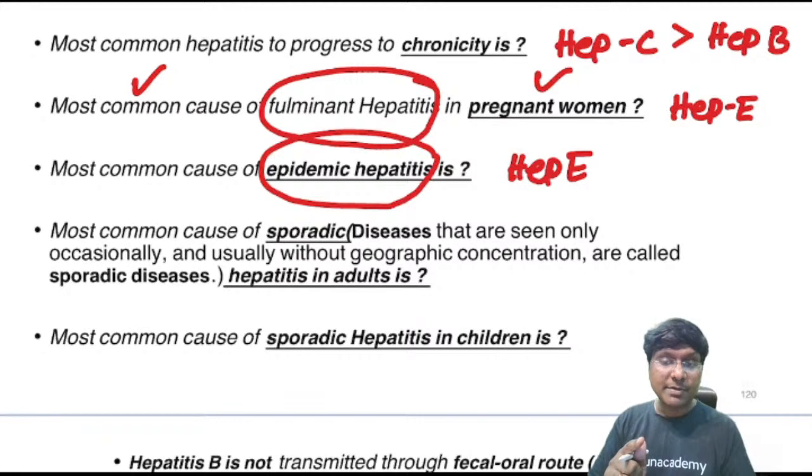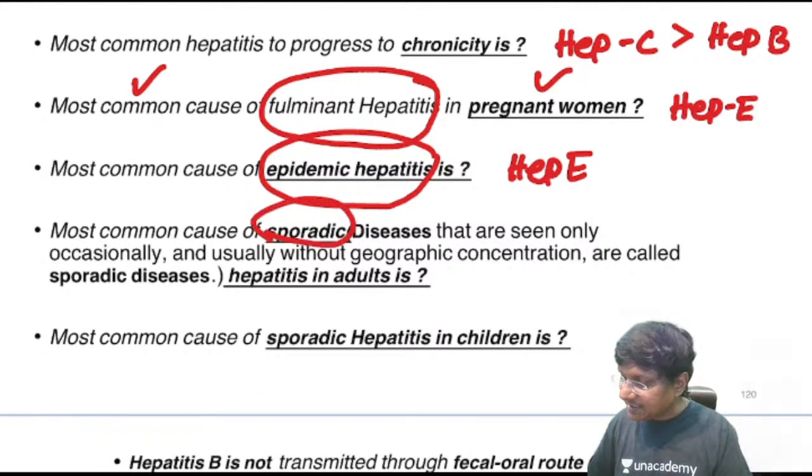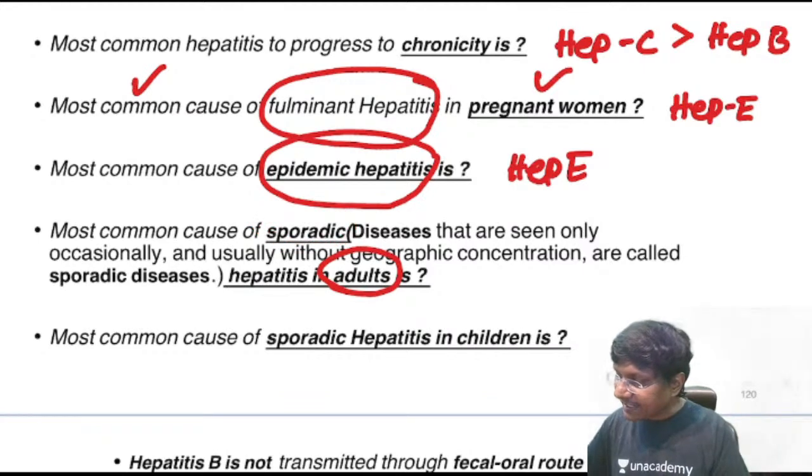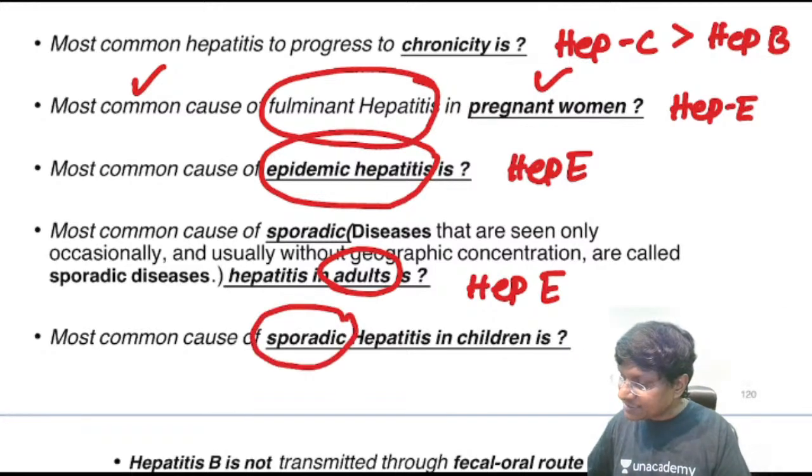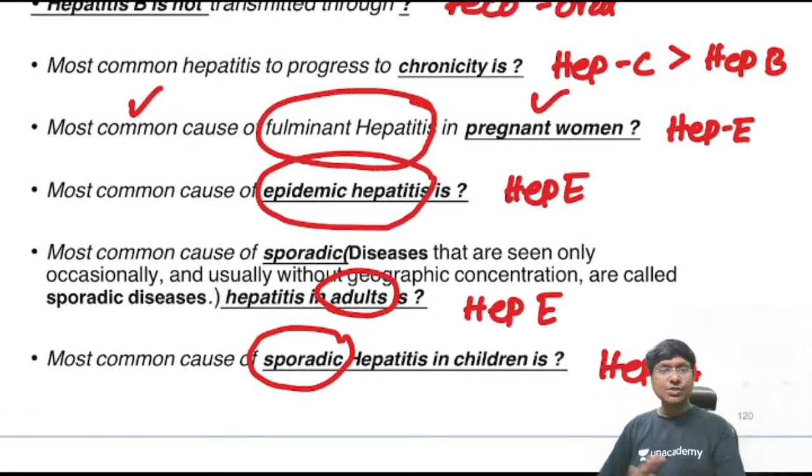And what is the most common cause of sporadic hepatitis in adults? That is also the same. Most common cause of sporadic hepatitis in adults will again be hepatitis E. And the most common cause of sporadic hepatitis in children will be hepatitis A. So this is about the important points related to viral hepatitis.